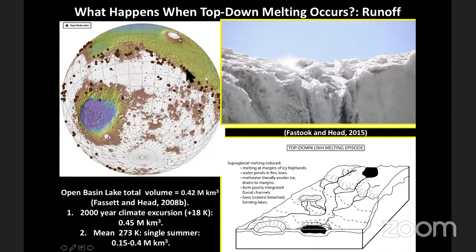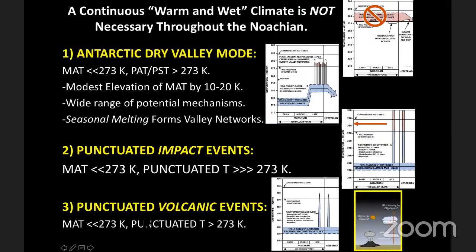Does top-down melting produce a lot of water? You better believe it. This is in Antarctica, just on a warm day, where water is flowing off the top of the ice sheet from top-down melting. It's still a cold-based glacier. And we've calculated that a 2,000-year climate excursion at plus 18K could give you the same amount of water that's seen in all the open basin and closed basin lakes. And again, a single summer at a MAT of 273K could provide a significant amount of that as well. So this, we think, is a viable model.